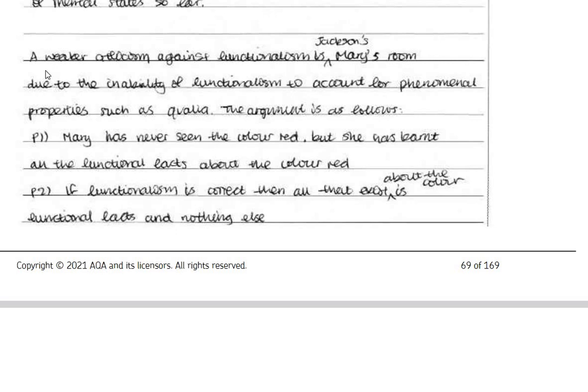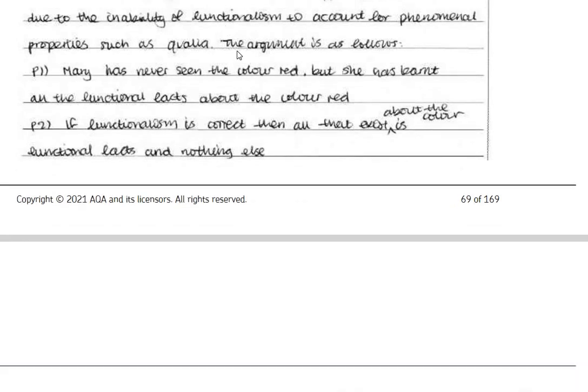I'll read on. A weaker criticism, evaluation, ongoing judgment, that's what I love to see. A weaker criticism against functionalism is Jackson's Mary's Room, due to the inability of functionalism to account for phenomenal properties such as qualia. I'll pause there. This is the argument we haven't yet studied, but it's pretty self-explanatory here. So we will go through it in class, but as I say, it's pretty self-explanatory. Immediate ongoing judgment words here. That's what I want to see.